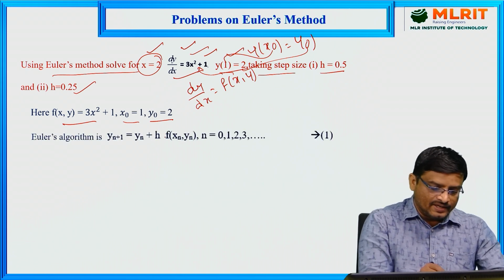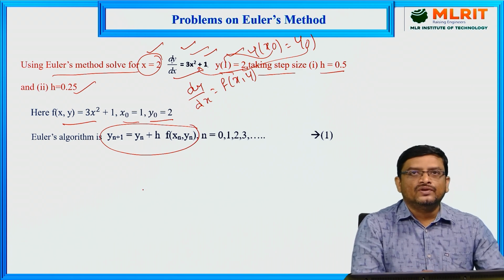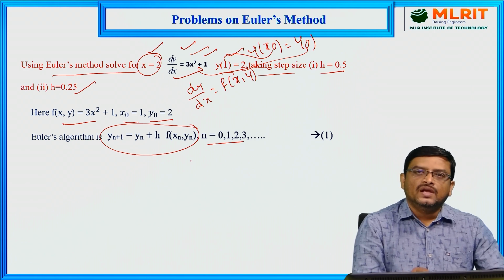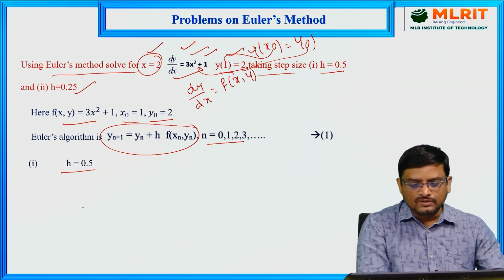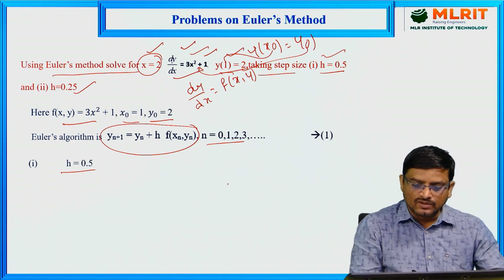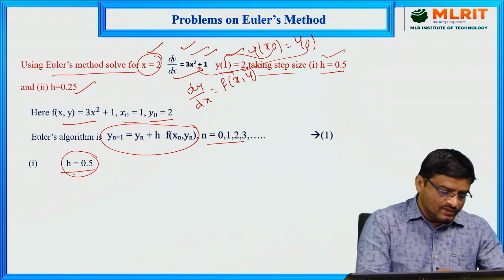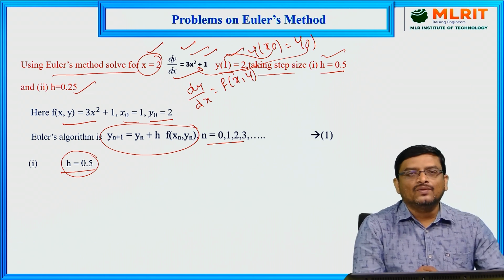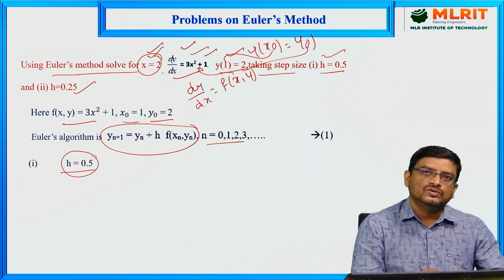Now Euler's algorithm, that is Euler's formula. Just now we have seen the general form of Euler's method. Take that general form, where n takes the values 0, 1, 2, 3 in order to get our required values here. Now take h is equal to 0.5. I am at the first case, taking h is equal to 0.5. Now by taking h is equal to 0.5, if we construct the table, we can get the values of x. In the problem he has asked to find the solution at x is equal to 2.